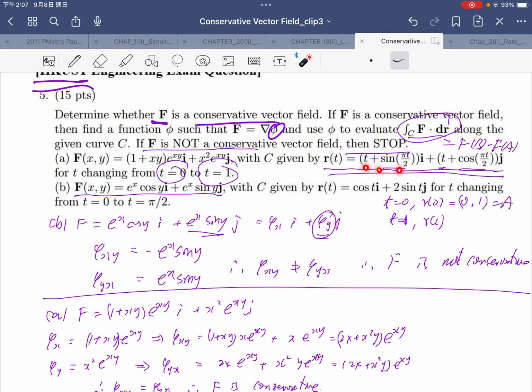sine squared is 0. Oh, no. Sine squared is 1. Therefore, 2. And when t equals 1, this is 1, and this is cosine squared. Cosine squared is 0. Therefore, this is 1. This is B.